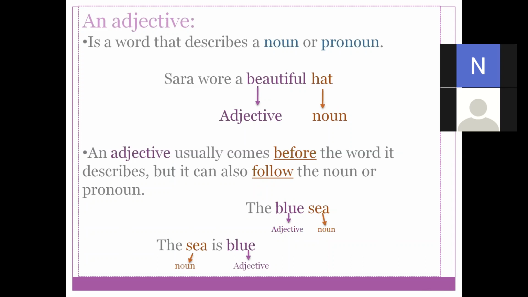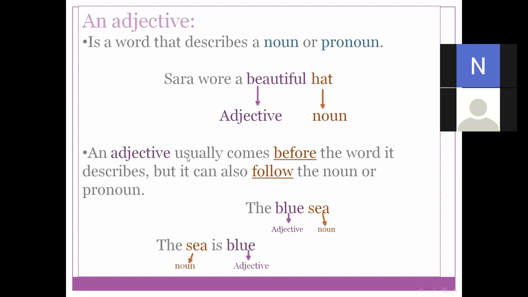The tall girl, for example. Tall is the adjective and girl is the noun. Green door. Green is the adjective, and the noun is the door. So when we are describing a noun or a pronoun, this is what? An adjective.